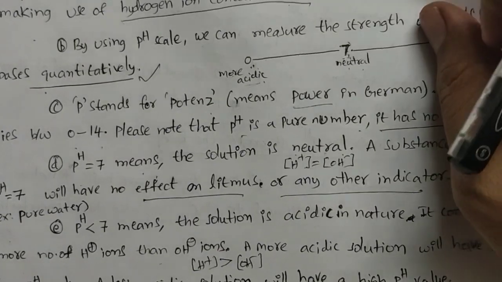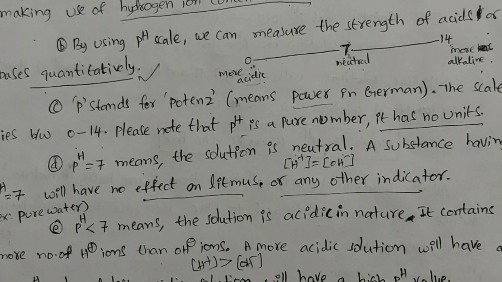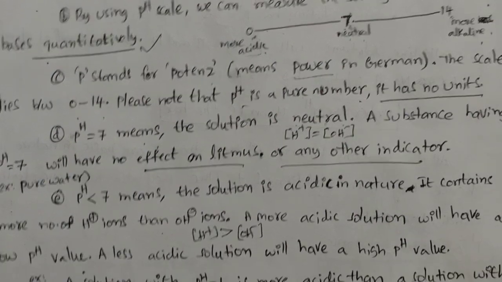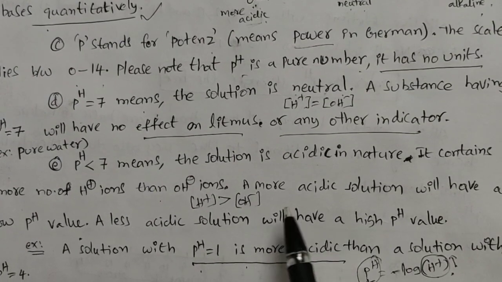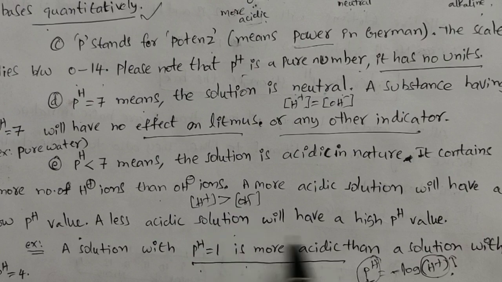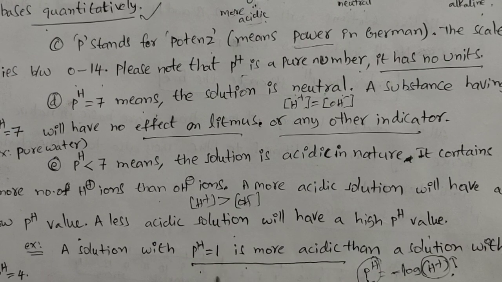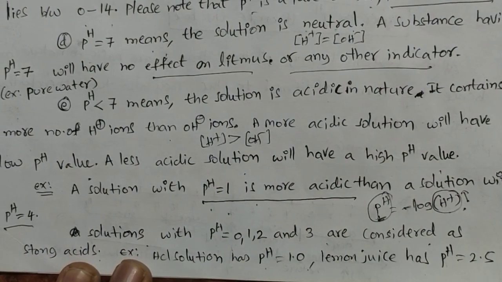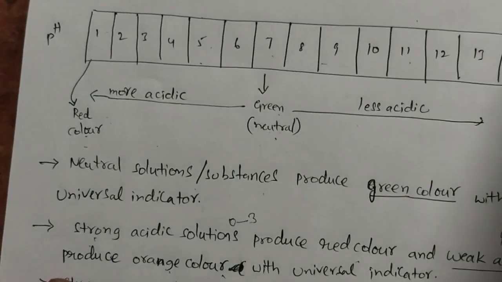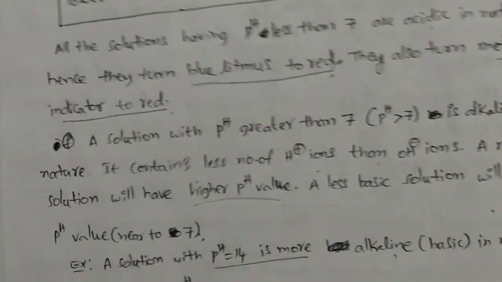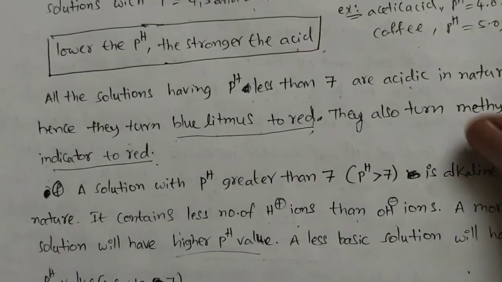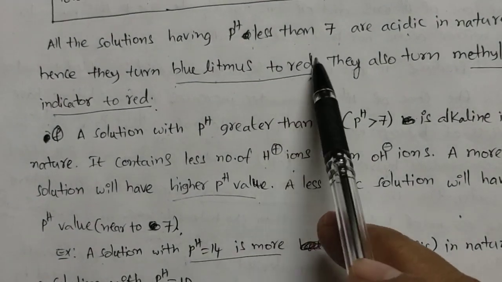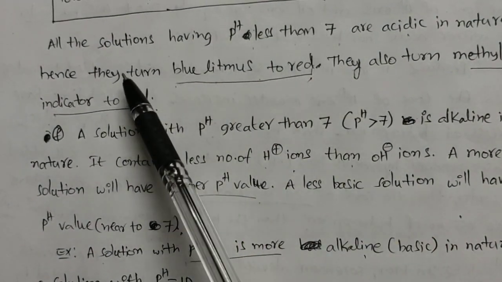And pH less than 7 means a solution is said to be acidic in nature. This contains more H plus ions than OH minus ions. Right? The solution is said to be acidic. And a more acidic solution has a lower pH value. A less acidic solution has a higher pH value. For example, pH 1 is more acidic than pH 4. Solutions with pH 0 to 3 are called strong acids. Solutions with pH 4 to 6 are considered weak acids. The lower the pH, the stronger the acid, right?